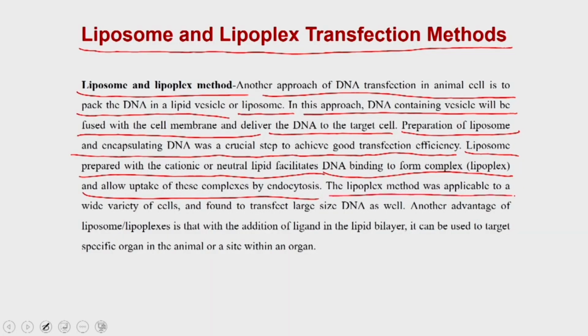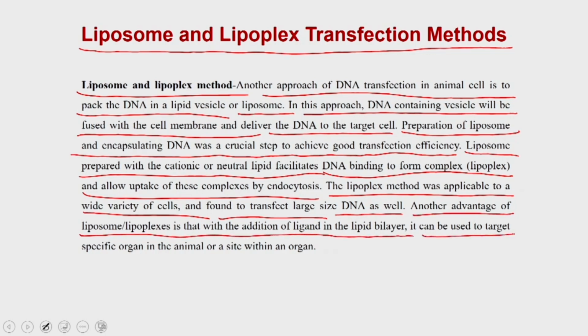The liposome method is applicable to a wide variety of cells and is found to transfect large sizes of DNA. So, that is the advantage: the liposome mediated transfection is universally accepted for many mammalian cells, and in addition you can use this method to transfect large sizes of DNA as well. Another advantage of the liposome or lipoplex is that the addition of a ligand in the lipid bilayer can be used to target a specific organ in the animal or a site within the organ.